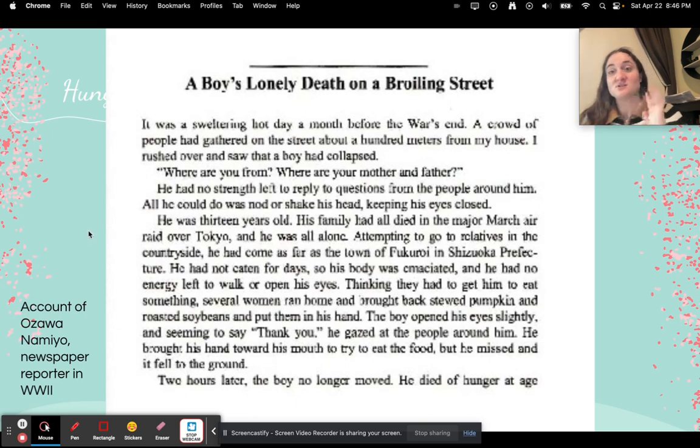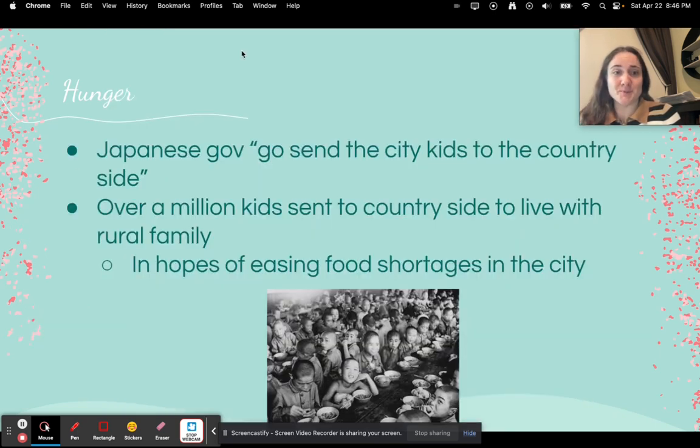Okay, so this was not an uncommon sight to see throughout Japan during World War II. So the Japanese government knew there was this giant hunger issue. What was their solution? They're just like, hey, families, go send your kids to the countryside to live with your rural relatives. So over 1 million kids were sent to the countryside to live with rural family members. This was in hopes of easing food shortages in the city.